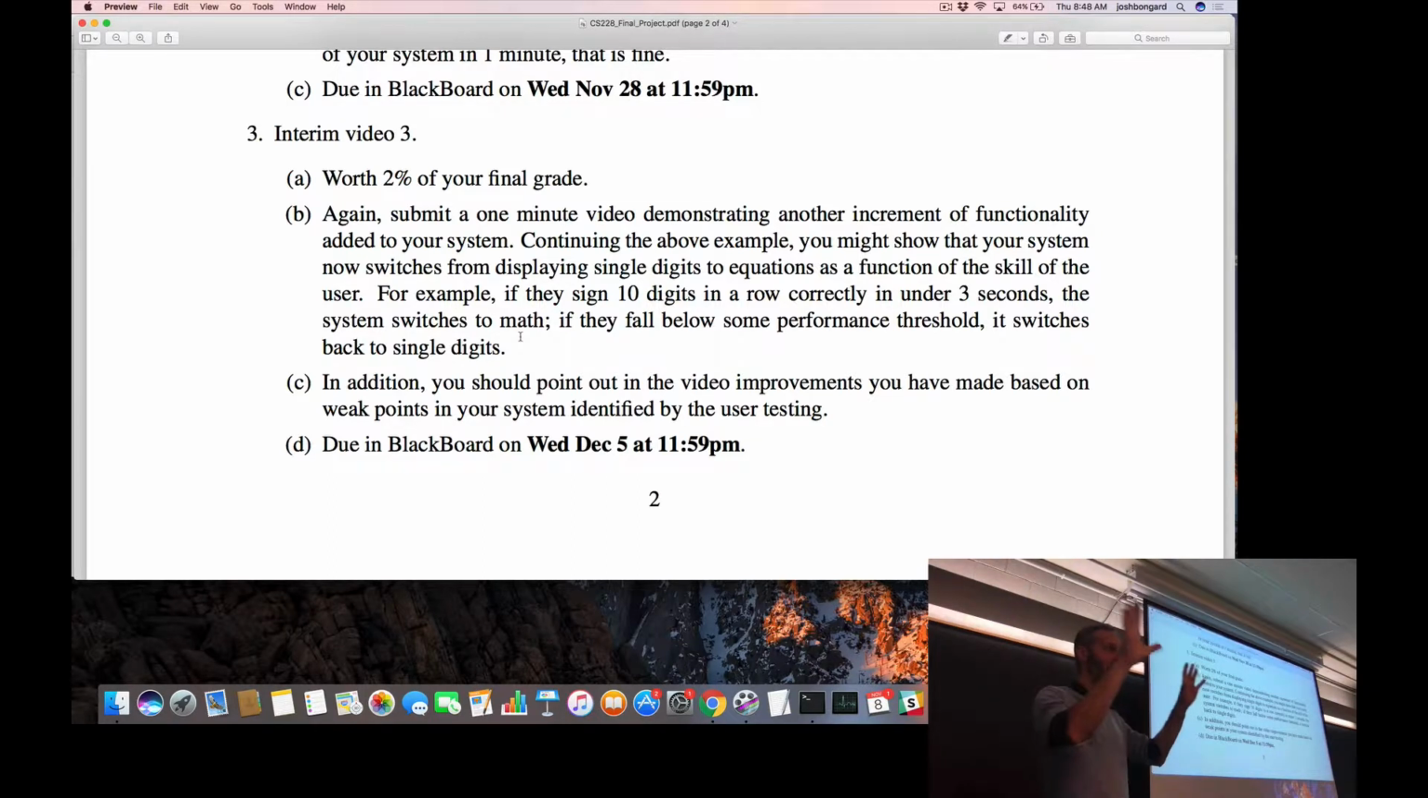Yeah. This is also an opportunity to clean the interface and the process and so on. Yes?